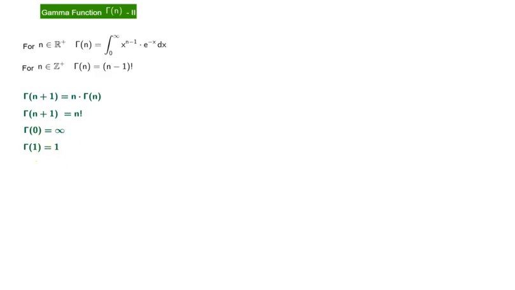Now, what about negative n's? Let's see. Gamma of minus n is equal to the integral 0 to infinity of x to the power of minus n minus 1 times e to the power of minus x dx, where n is greater than 0. Remember, if this n is negative, then minus times minus will become plus. So to avoid that, we are saying n is greater than 0. Okay. So we take out the minus sign.